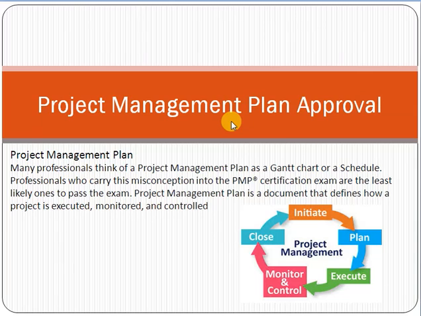So let's start. Friend, before going deeper into project management plan approval, first we will see what a project management plan is. Most people, most professionals, and project managers also, think that a project management plan is just a schedule, a Gantt chart, or an MPP file, an MS Project file. They think that it's just a schedule which defines the starting and ending dates of the tasks, and the overall duration of a project.